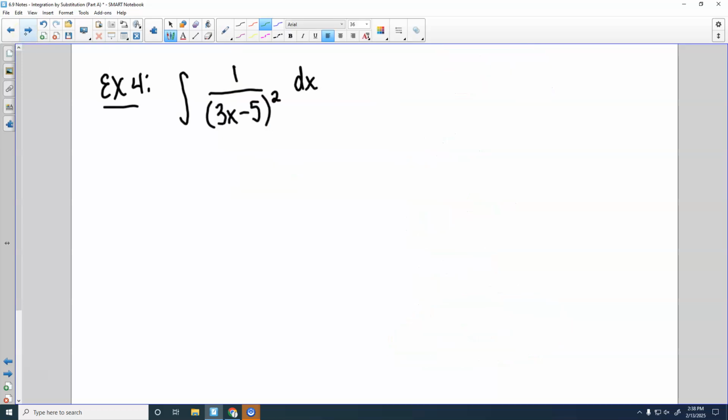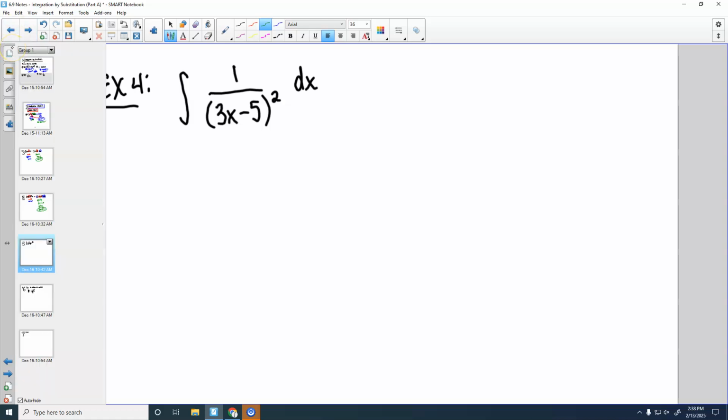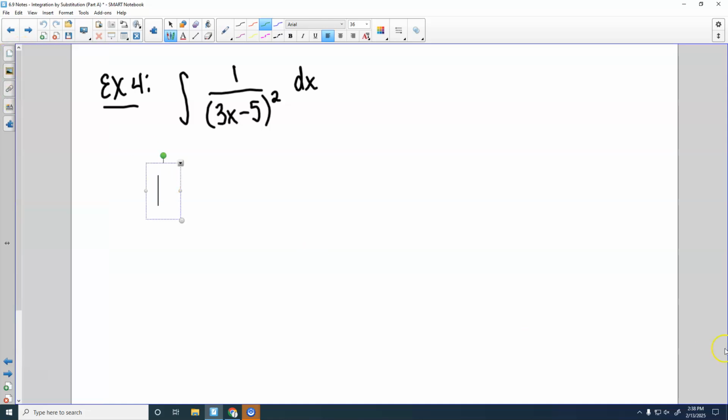All right, let's look at this one. We got 1 over (3x minus 5) squared dx. This one kind of looks like it also needs some sort of quotient rule or something, and we do not have a quotient rule for integrating. We don't know that, nor will we learn it.